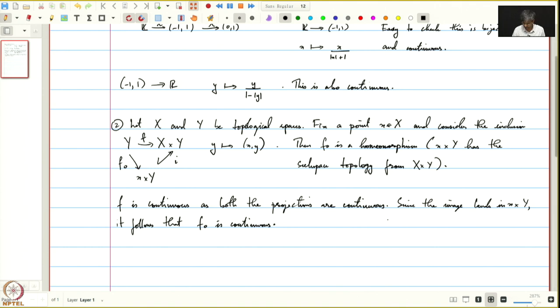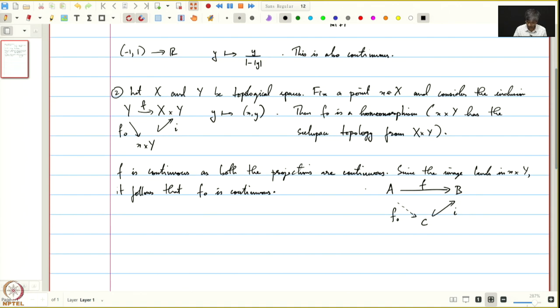Here we are using the following result which we had proved when we talked about the subspace topology. Suppose we have a continuous map F from A to B, and the image lands inside a subset C of B. Then F factors as F naught. So if we give C the subspace topology, then this map F naught from A to C is continuous. Okay, so F naught is bijective is clear.